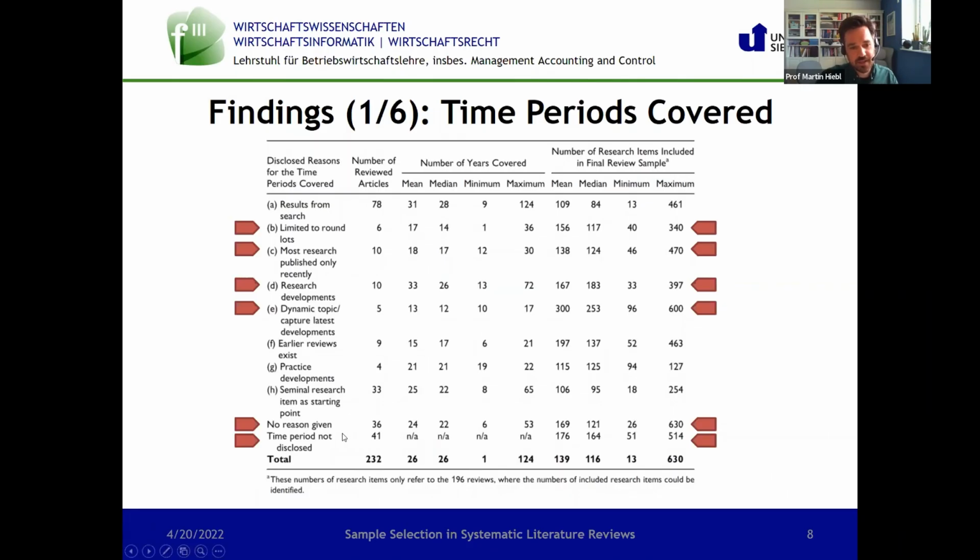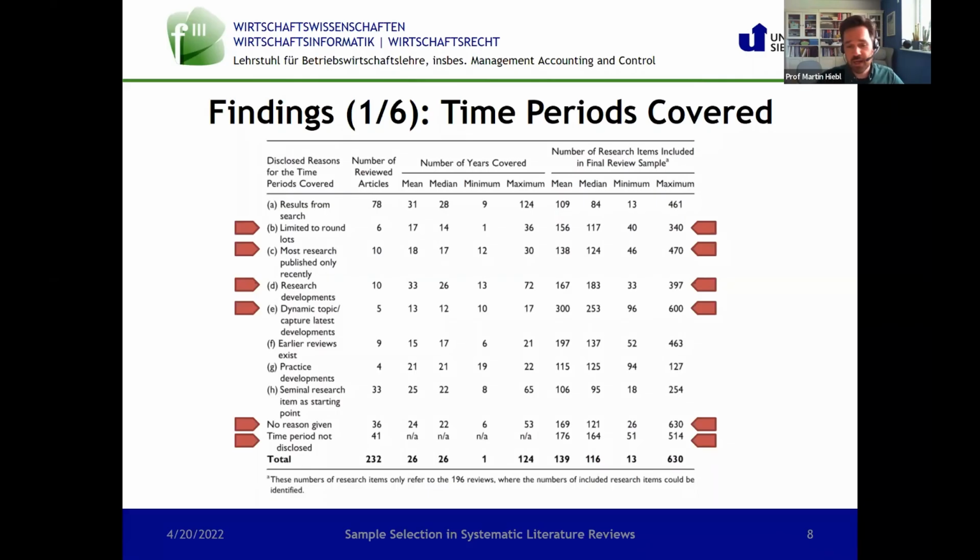And other kind of questionable reasons for limiting the time frame are those marked with those red arrows here. Whereas the others, so the choices A, F, G, and H, are probably more systematic, or at least geared towards reporting more transparently on what you've done. But choice B2 is kind of questionable. It's limited to round lots. So they kind of limited the time frame to round lots.